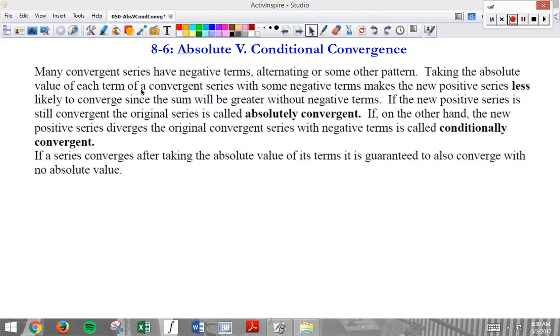Taking the absolute value of each term of a convergent series with some negative terms makes a new series that's only going to be positive, which is less likely to converge. And why is it less likely to converge? Because the sum, the new series, will be greater without those negative terms.